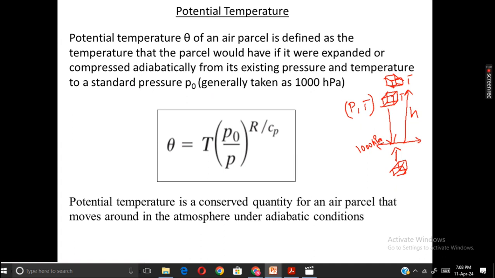So yeah, one more thing. What is basically the potential? Potential temperature is the only quantity that remains. So what is basically potential temperature?